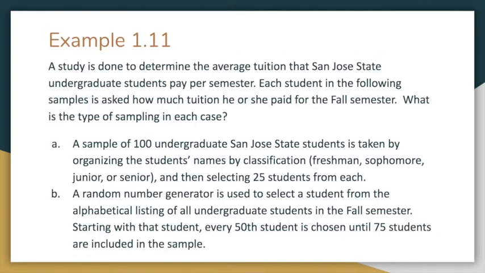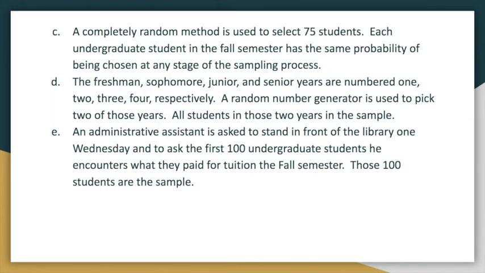In example 1.1, what I want you to do is pause the video here after I've given you a chance to see all of these choices and see if you can determine the type of sampling done. So here's A and B, so maybe pause and see if you can check those out, and then next I'll show you C through E.